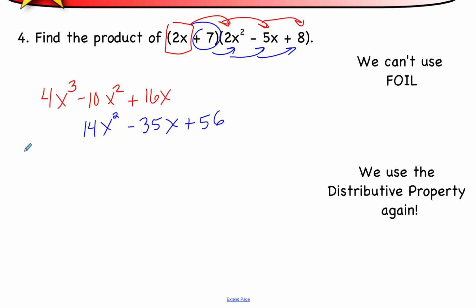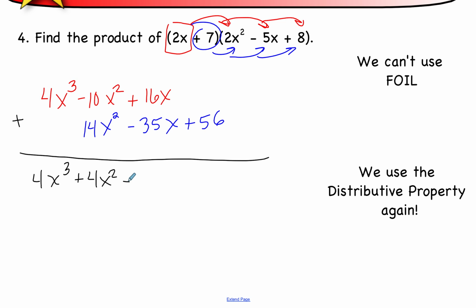So now we can add these terms together. If they don't have any like terms to add, then they just are there on their own. So we have 4x cubed and then plus 4x squared. And let's see, that's a minus, how much is that? 35 minus 16 is 19, is that right? Minus 19x plus 56. And there's your answer.